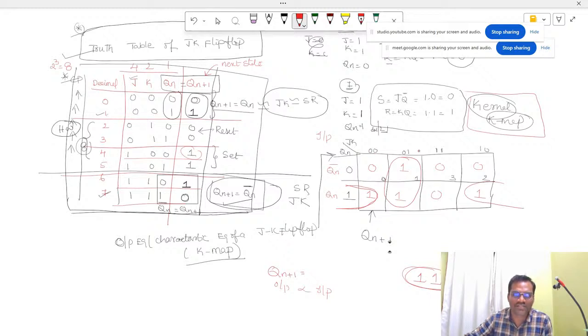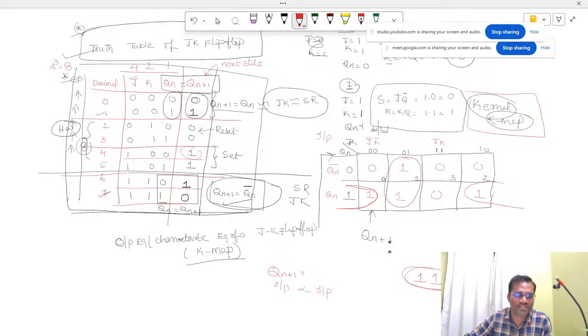So here zeros are there. How to write? For example, let's try to write down here. 1 1 is there. How to write down JK? J means 1, K means 1. So how to write down 0 0? If J is 1, we'll write down J. If K is 1, you'll write down K. 1 means you just write down the value. 0 means you put a bar on that. So 0 0 is there. How to write down? J bar, K bar.